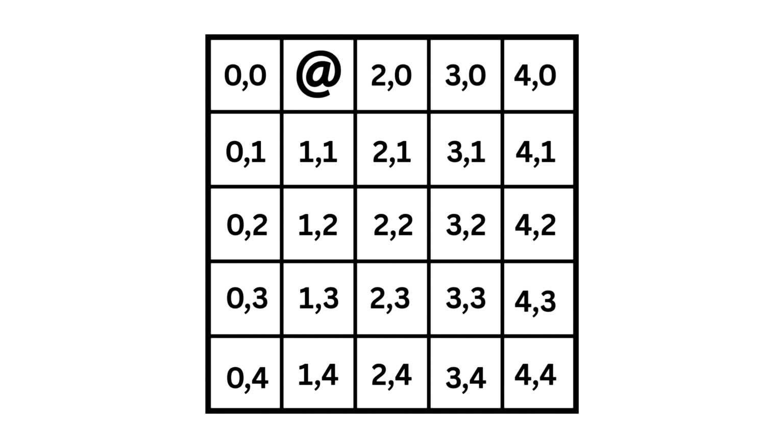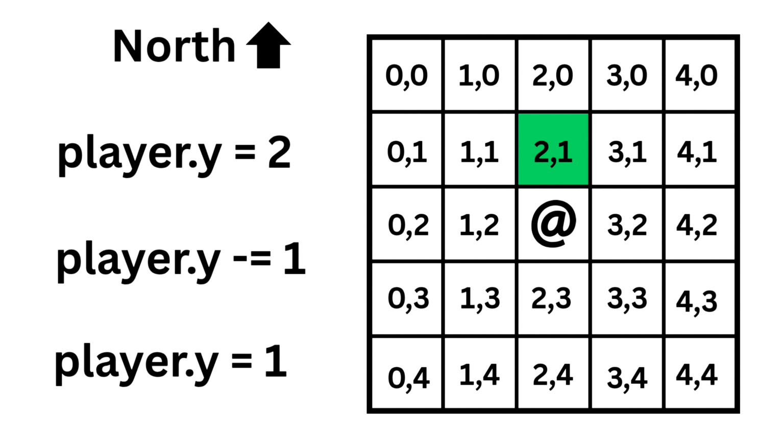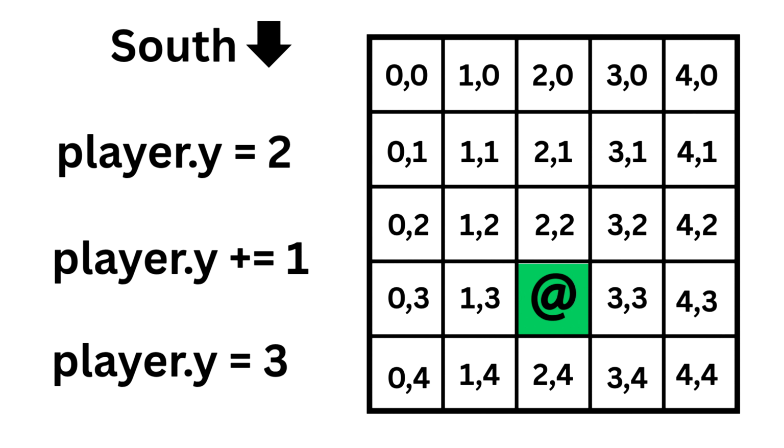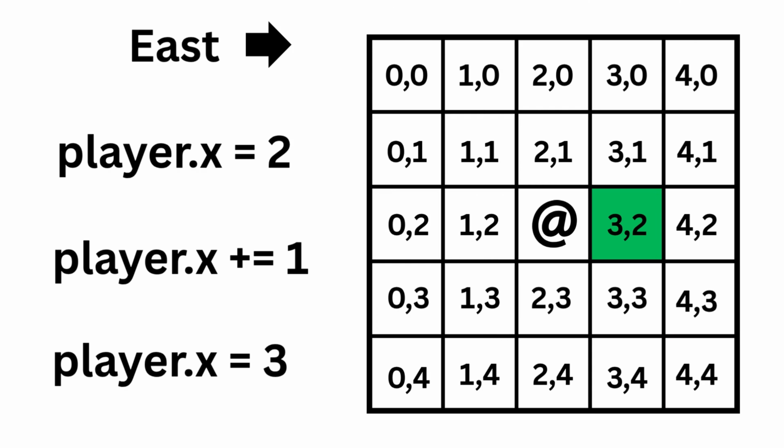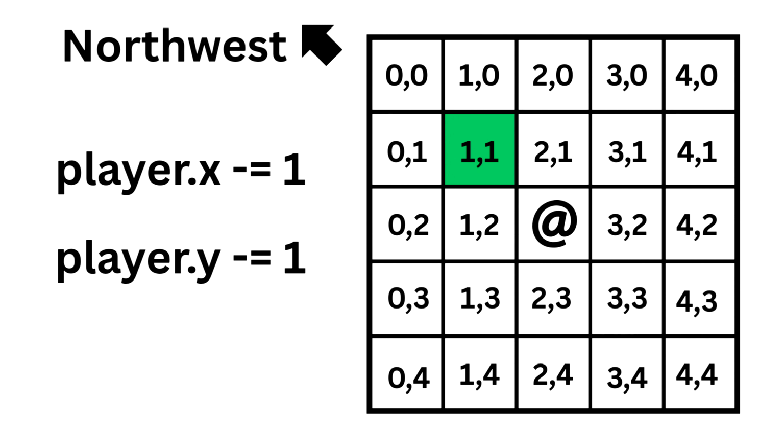Moving the player between the cells is as simple as adding or subtracting 1. If the player wants to move north or up from the current cell, you'll subtract 1 from the Y coordinate. It's the opposite when moving south or down from the current cell. You'll add 1 instead. When moving west or left, you'll subtract 1 from the X coordinate. When moving east or right, you'll add 1 to the X coordinate.